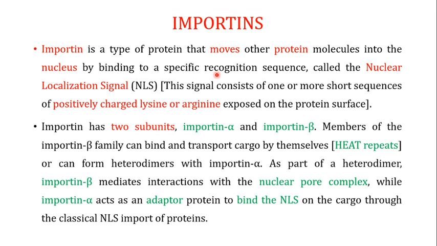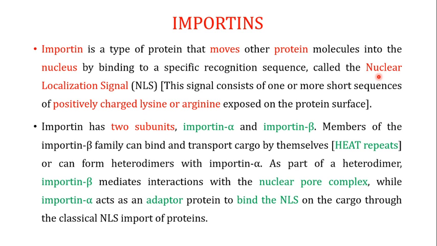The proteins which have to be moved from the cytoplasm into the nucleus have a specific recognition sequence, and that recognition sequence is called the Nuclear Localization Signal. If you focus on the name, it says that this is a localization signal, and this localization signal is for the nucleus. The nuclear localization signal is responsible for localizing a protein into the nucleus of the cell. The Importins recognize this nuclear localization signal, and those proteins which have it will be moved from the cytoplasm into the nucleus of the cell.